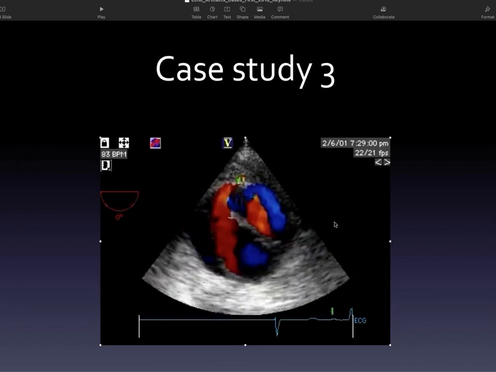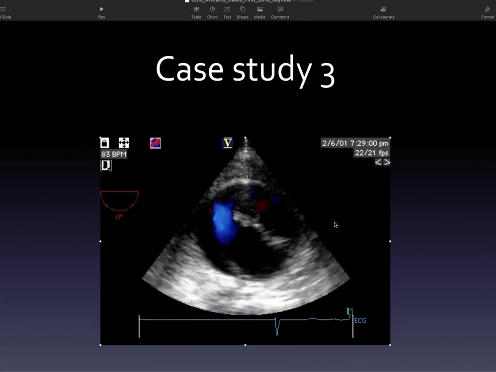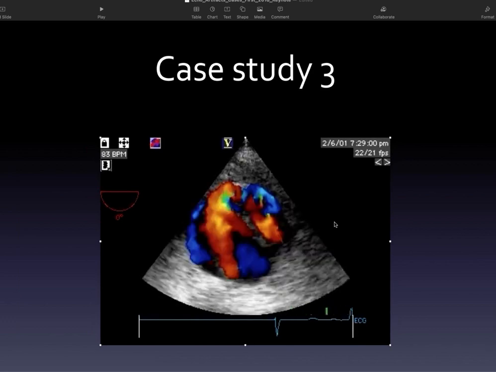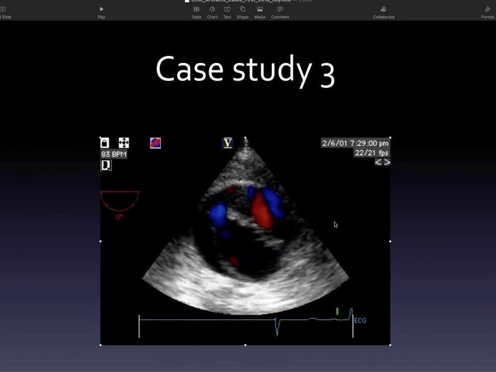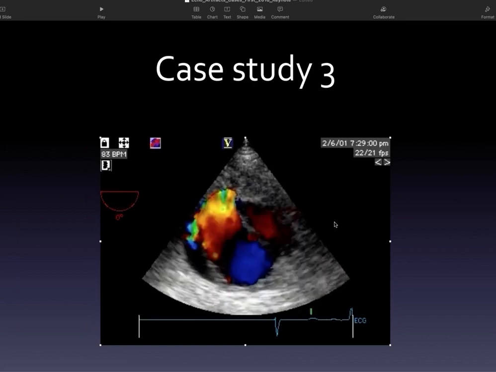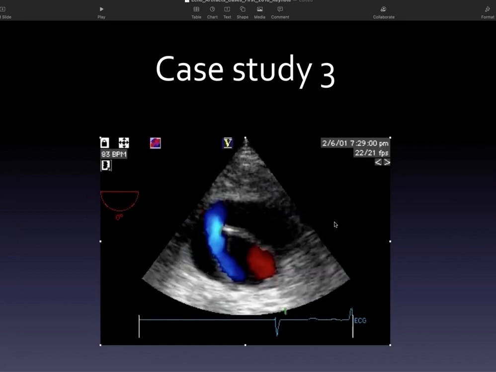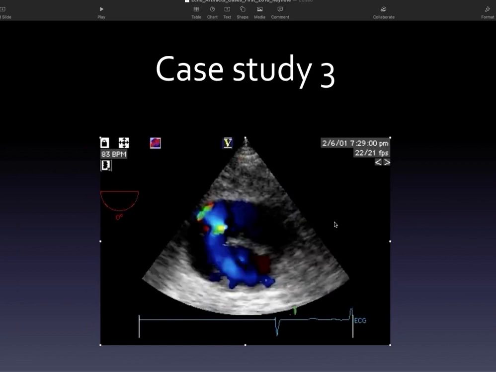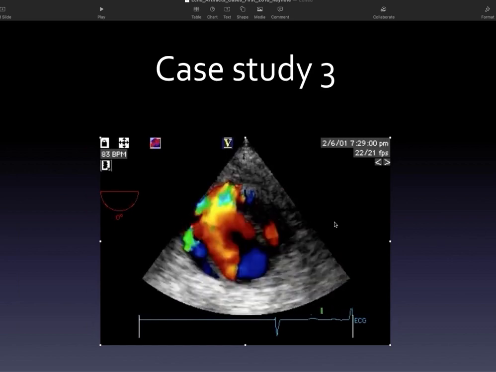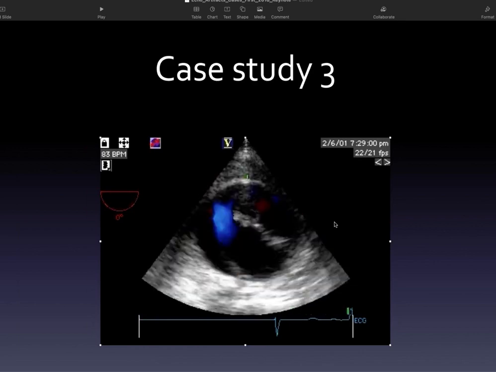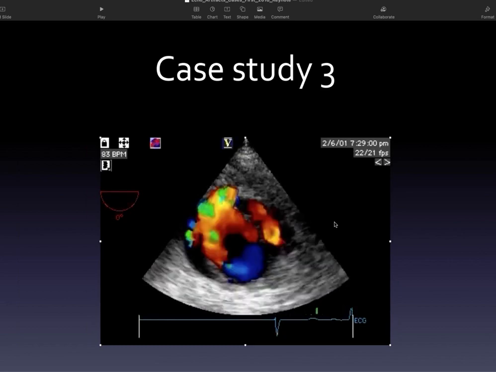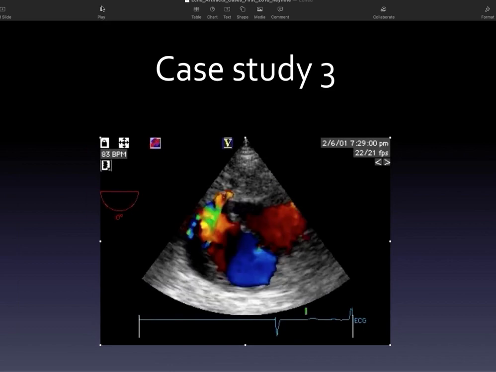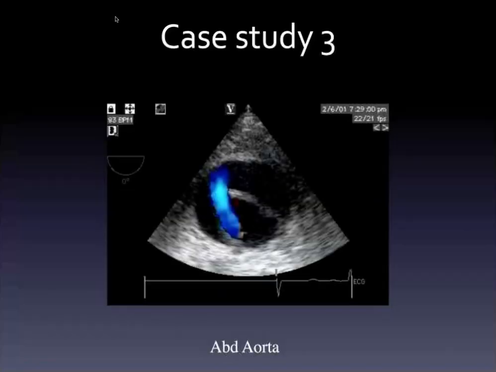And then on the left side of the screen, you could see what looks like maybe a connection into that. So maybe that's the entry point, so maybe this actually is a true dissection flap and that's the entry point. So the way we usually tell a true lumen is it expands during systole and collapses during diastole. And if it's the false lumen, it's the opposite. Sometimes the true lumen is actually a lot smaller than the false lumen. Be that as it may, there's dissection in the abdominal aorta, right? So that is quite certain here with the imaging.